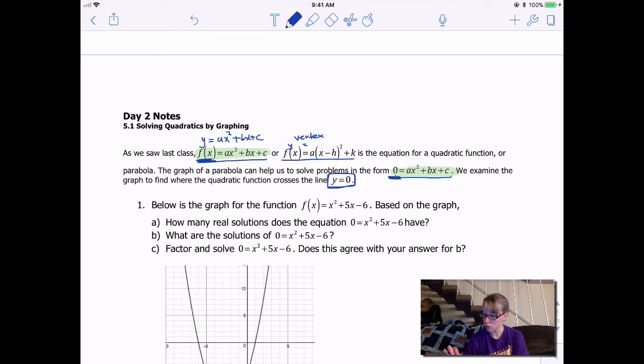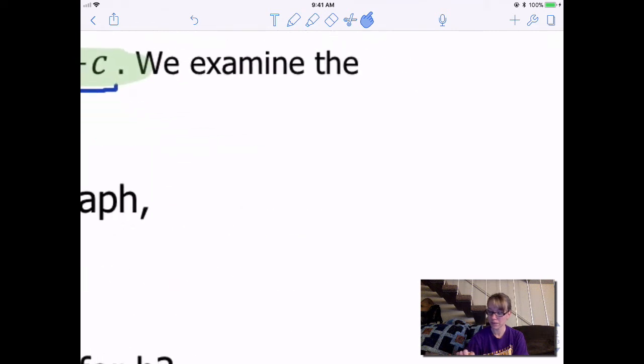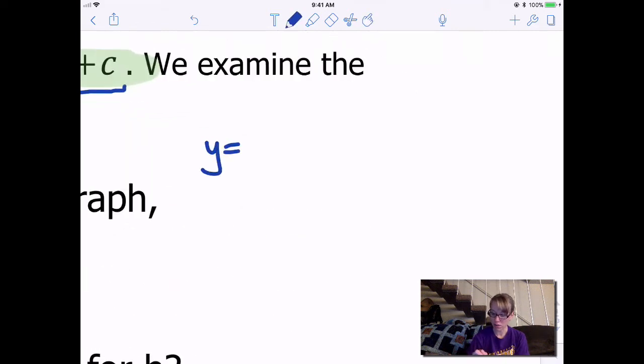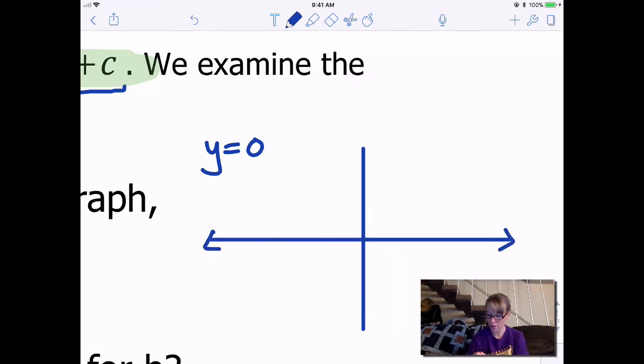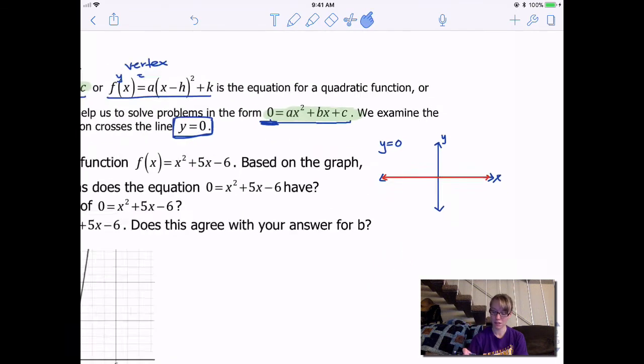Okay. Just a quick little reminder about the graph of y equals 0. The graph of y equals 0 is a horizontal line. So if this is our xy graph, the x-axis, the y-axis, that's the place where every single y value is 0, so it's a horizontal line right on that x-axis. So I'm always going to be drawing that horizontal line at the x-axis.